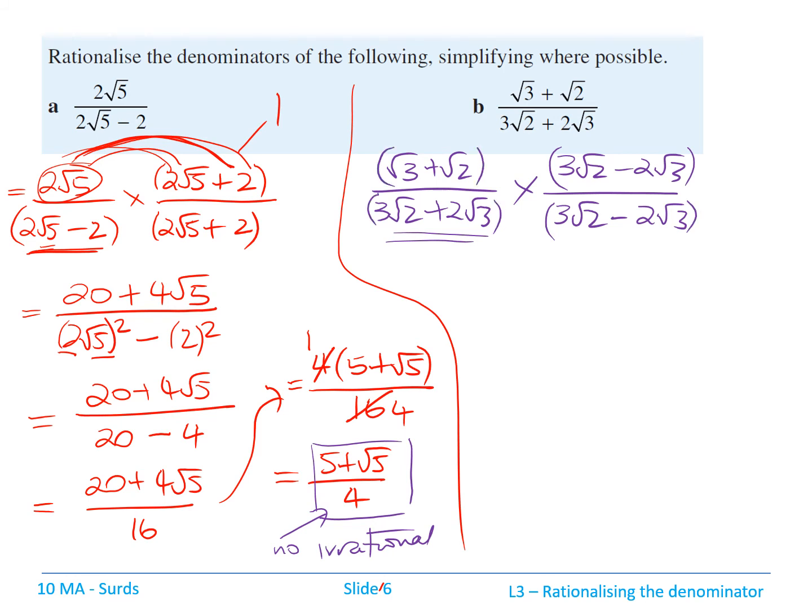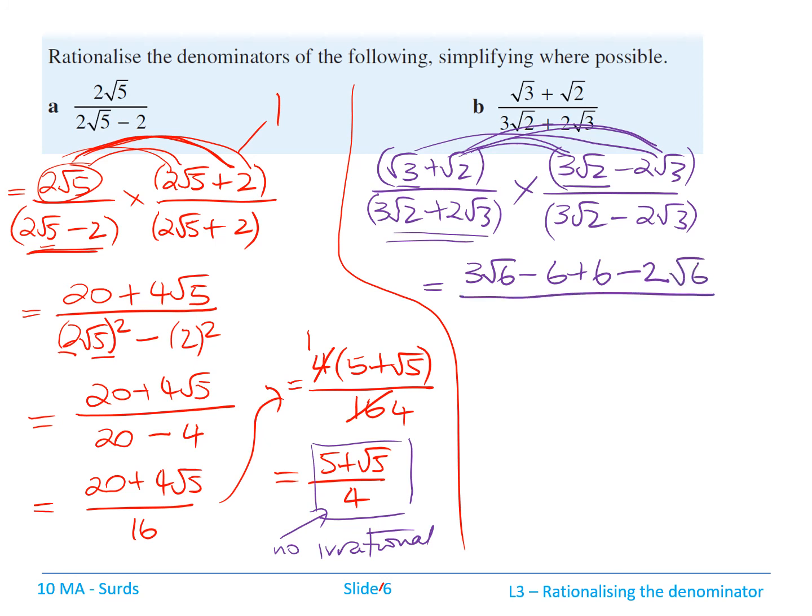Okay, from here, we've got to use binomial expansion. So, let's have a look. I've got root 3 times 3 root 2, which is 3 root 6. I've got root 3 times minus 2 root 3. So that's going to be minus 2 times root 3 times root 3, which is minus 2 times 3, which is minus 6. Then I've got my inside terms. So I've got root 2 times 3 root 2, which is the same as 3 times 2, or plus 6. And then I've got my last terms, which is going to give me minus 2, and then under the square root, I've got root 6.